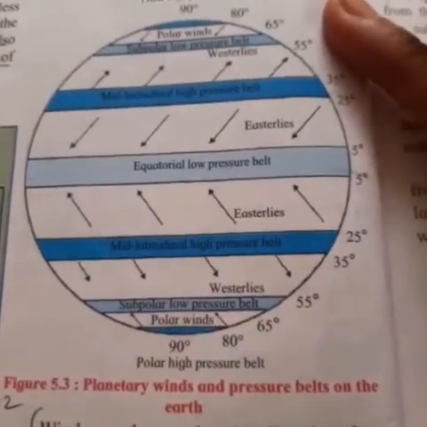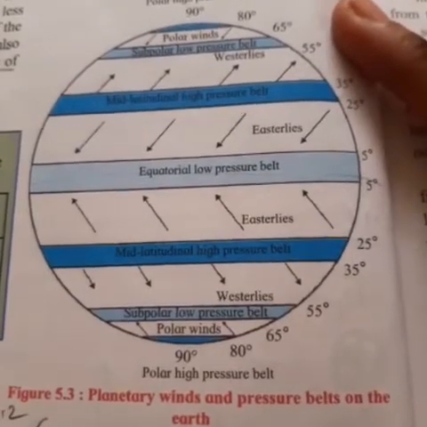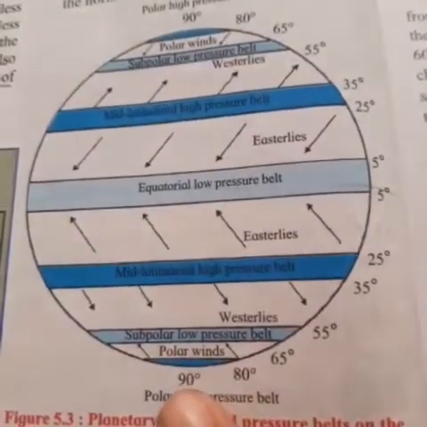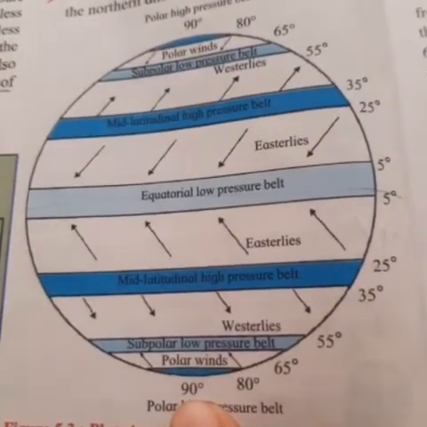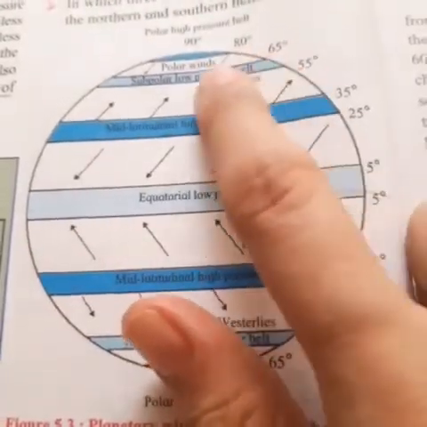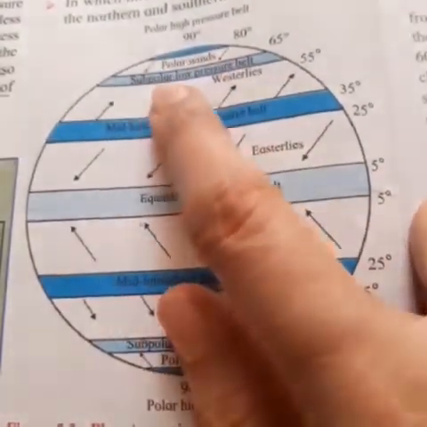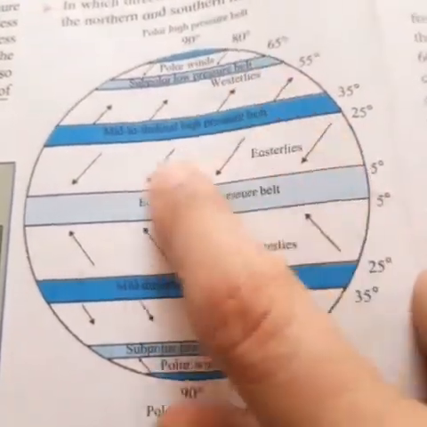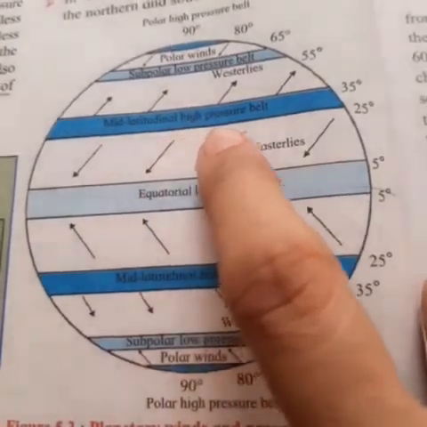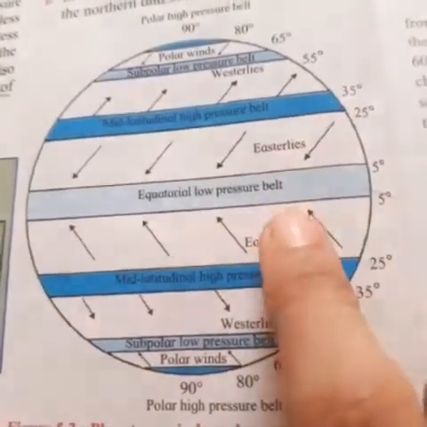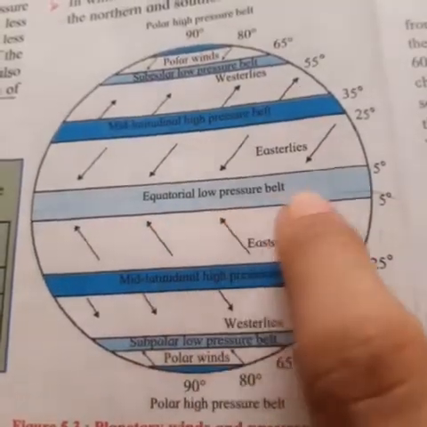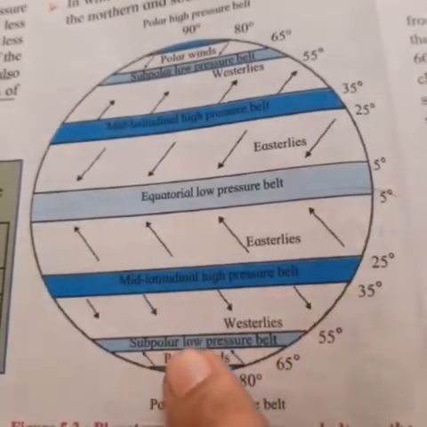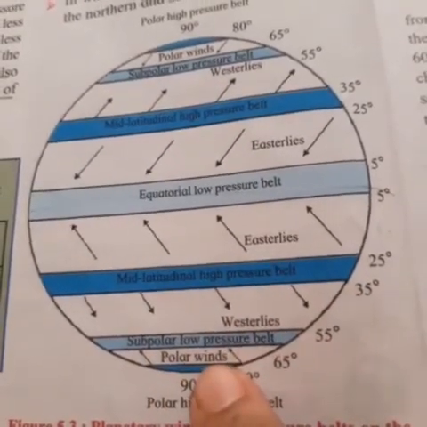Now this is the planetary wind and pressure belts on the earth. Now this is the polar high pressure belt and this is 90 degree. They have given 80 degree. On 80 degree there is a polar wind, and on 65 over here a subpolar low pressure belt is created, and in between there is a mid-latitudinal high pressure belt. Then there is an equatorial low pressure belt, mid-latitudinal high pressure belt, then this is the subpolar low pressure belt, then this is polar wind.